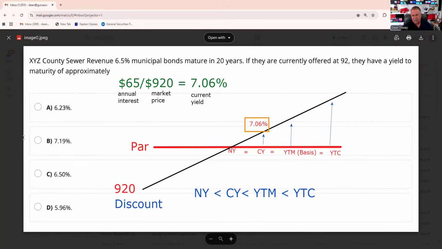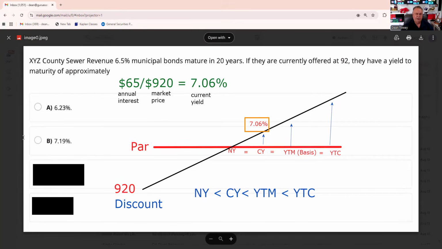So I know the yield to maturity has to be a number higher than that, right? I know it can't be 5.96 because it can't be less than 6.25. It's got to be something more. So process of elimination, that now goes poof. It can't be 6.5 because I just did current yield and it was 7.06. It's got to be something north of that. It can't be 6.23 because it's got to be something greater than 6.25. So the answer to this question is that the approximate yield to maturity is 7.19.